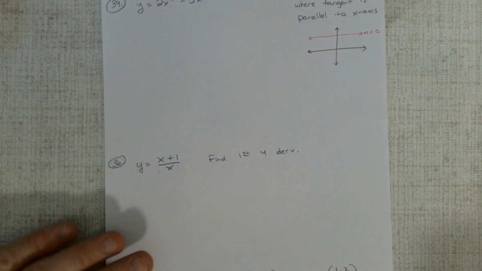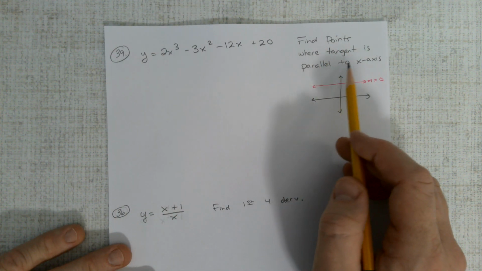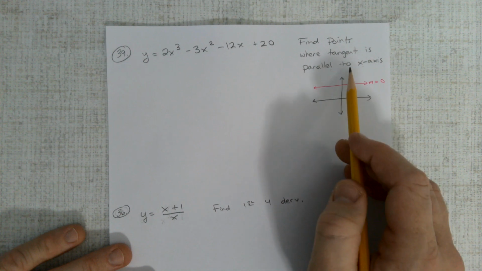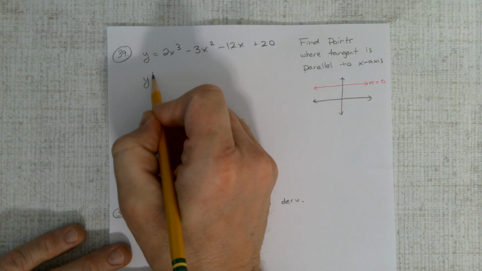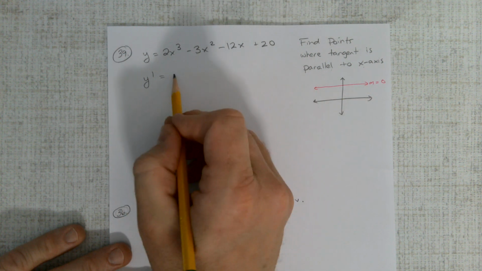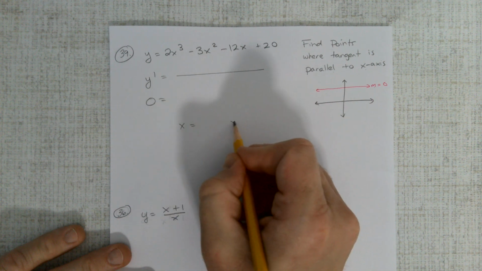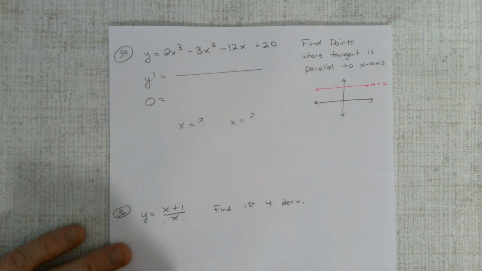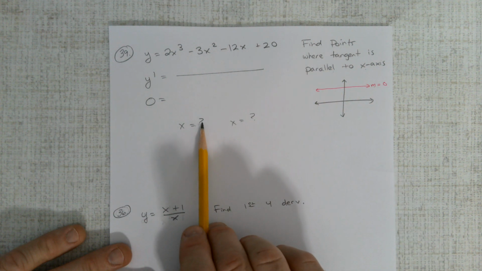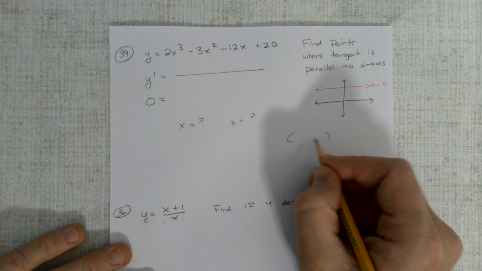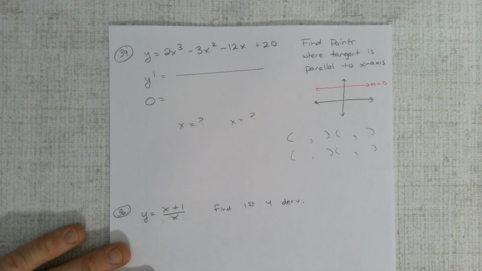Alright, 39 says find the points where the tangent is parallel to the x-axis. Well, what does that mean? That means a slope of 0. So take this, find the derivative, set it equal to 0, solve for x. What would x be? And it asks for a point. So instead of just writing x is equal to something, make sure you write it as coordinates, however many there are. Write it as pairs of coordinates.